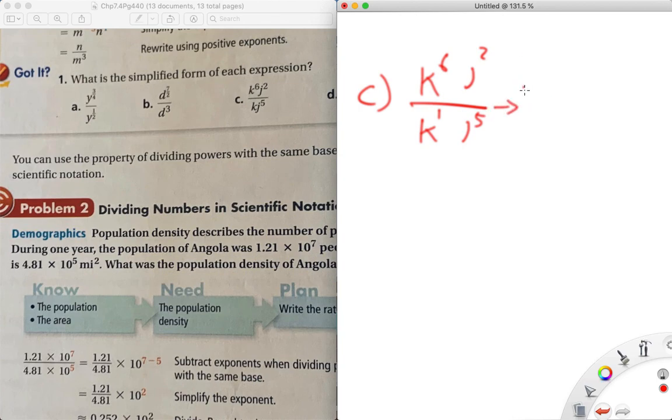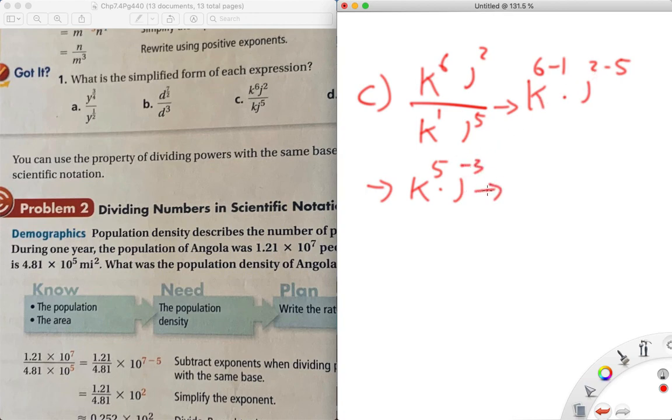That's the same thing as saying K to the 6 minus 1, and then times J to the 2 minus 5. Now notice I have to do it only with the same base. So K to K, 6 minus 1, J to J, 2 minus 5. That gives me K to the 5 times J to the negative 3.